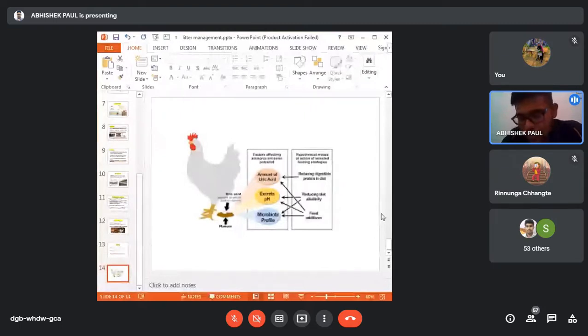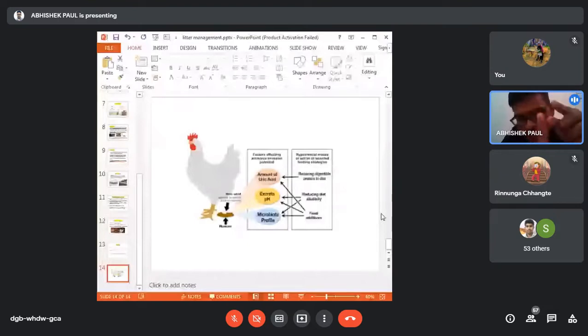So this is about it for today's class. Don't get confused about the litter and the litter material. The definition of litter is the litter material plus the poultry droppings. Litter material is also called the bedding material. For poultry we generally do not use the term bedding material; people will say litter material. Litter material is nothing but the bedding material, so bedding material plus manure is litter. Don't get confused.